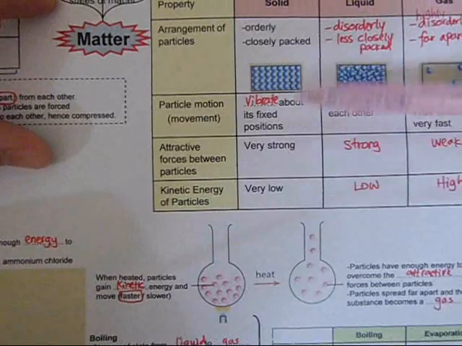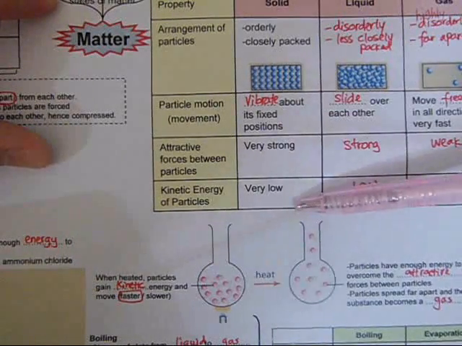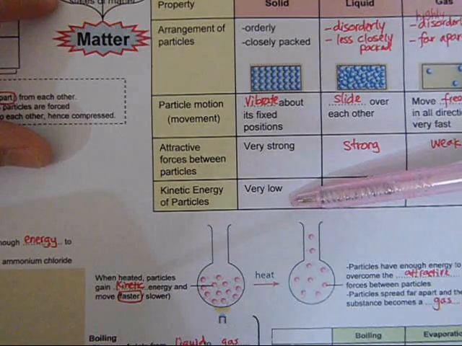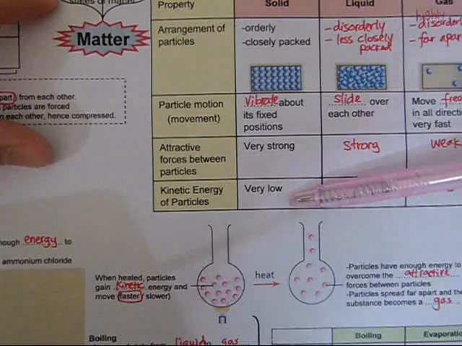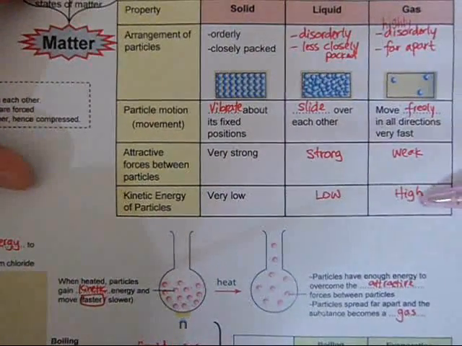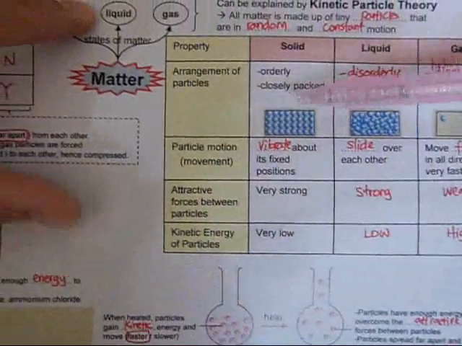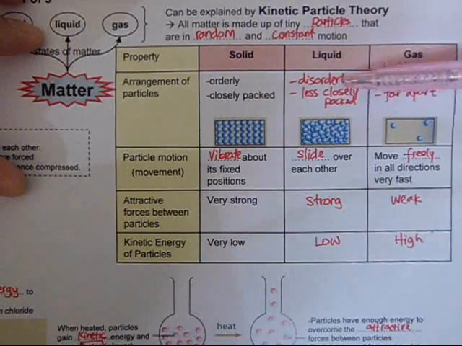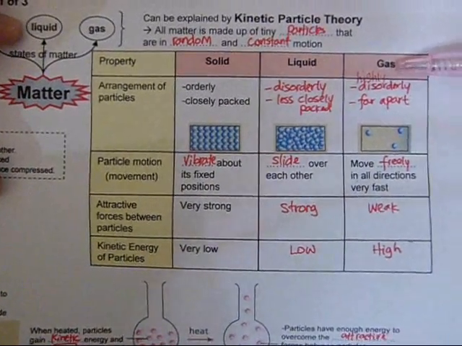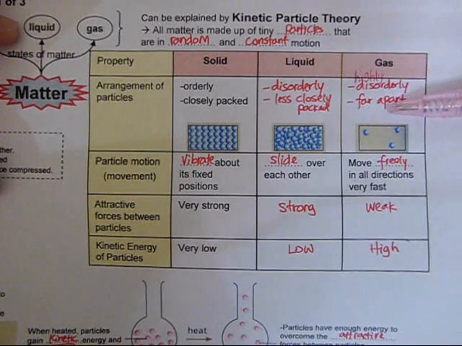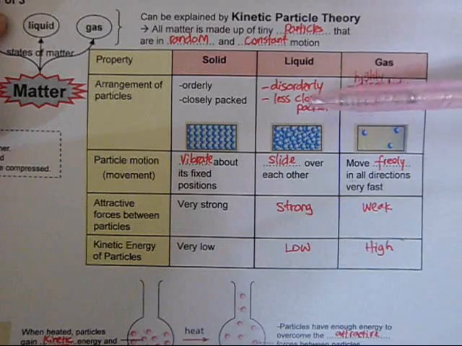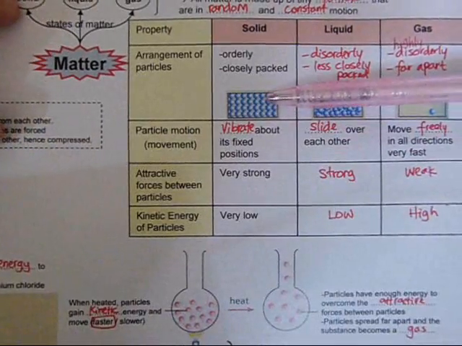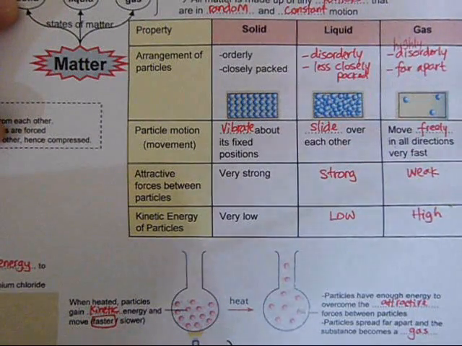For example, solid, the vibration of the solid particles is actually very slow. Therefore, the particles in the solid have a very low level of kinetic energy as compared to liquid and gases. Now let's look at the arrangement of particles. For solid: orderly, closely packed; liquid: disorderly, less closely packed; and for gas: highly disorderly and far apart. Now it is very important for you to remember all these descriptors. Very important. And this would be the particle diagram for solid, liquid, and gas.